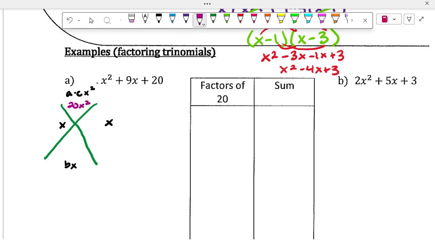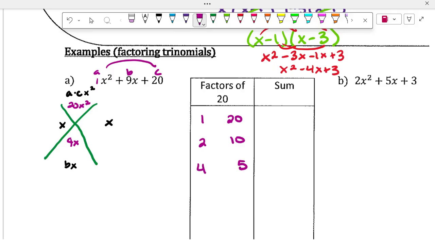20x squared. This is A. Oops. C. B, A times C. What's my B value? 9x. So over here, we're just going to list factors of 20. I just want all the factors of 20. I know it's pretty obvious which one it is. So 1 and 20.